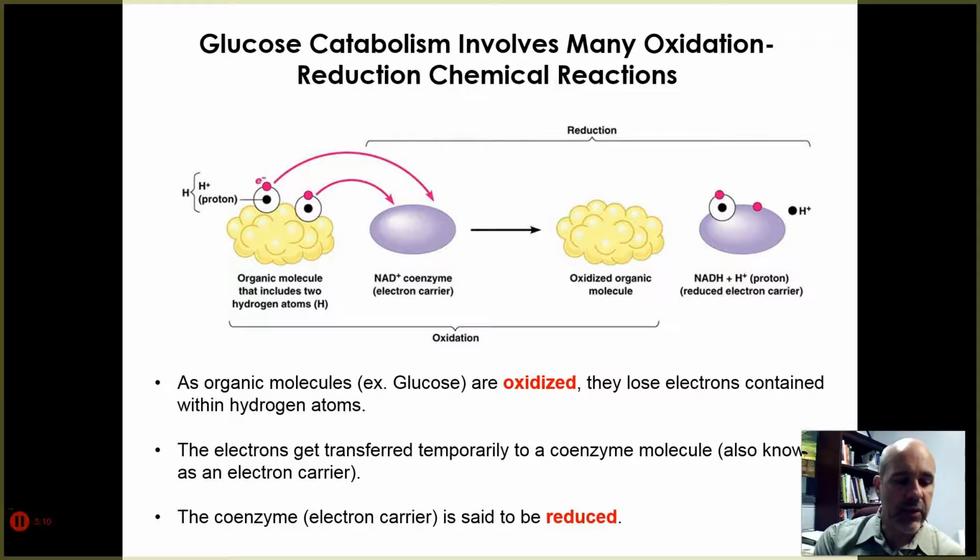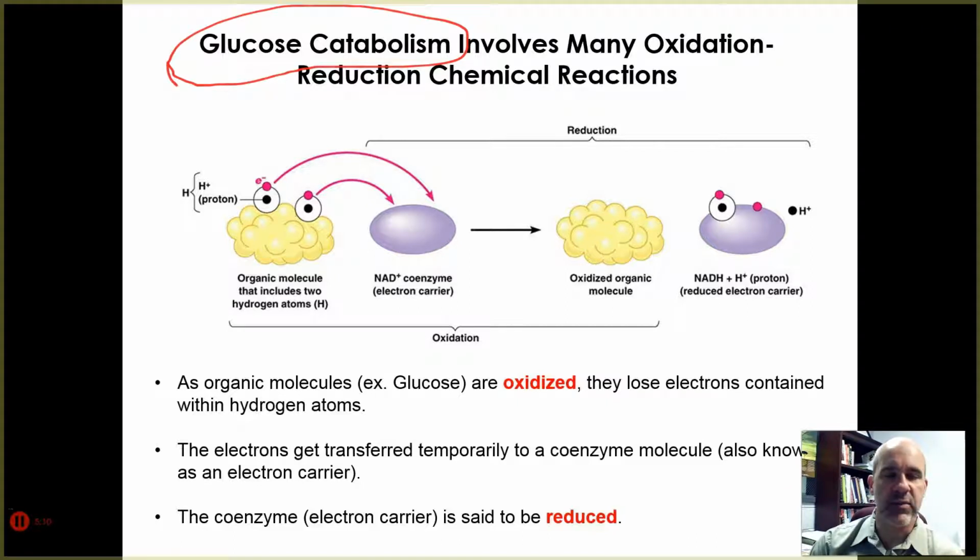But as glucose is broken down, and other types of organic nutrients as well, a lot of the chemical reactions that take place are called oxidation reduction reactions. And so we've already talked about when a molecule like glucose gets oxidized, it is losing electrons. That's the definition of oxidation. And those electrons are actually contained within hydrogen atoms.